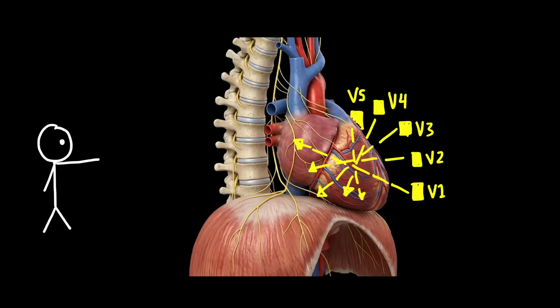Think of it like a rotating camera around the heart, moving horizontally. Each lead is a slightly different angle, and each one seeing a slightly different cross-section of the same electrical event.